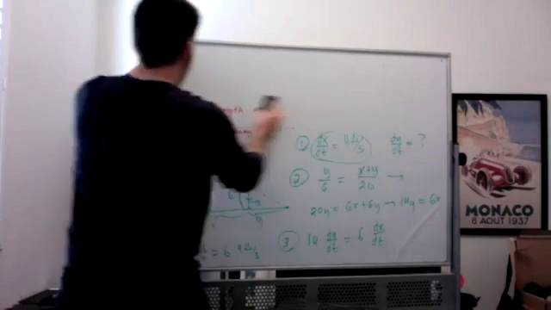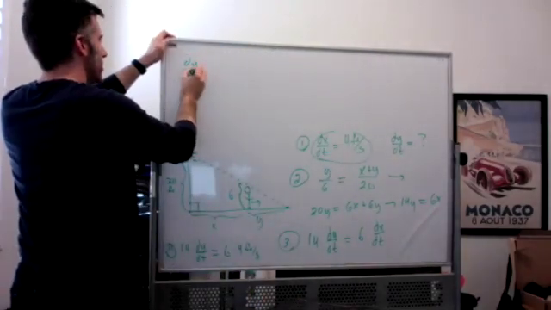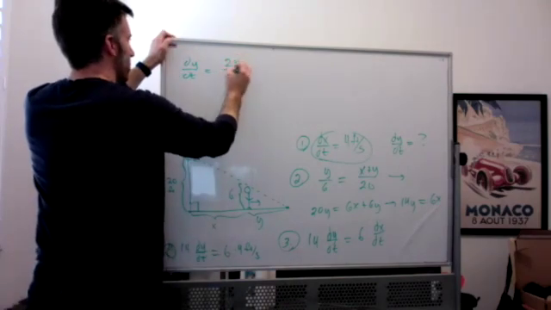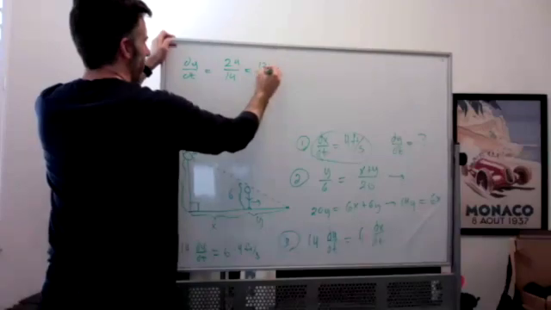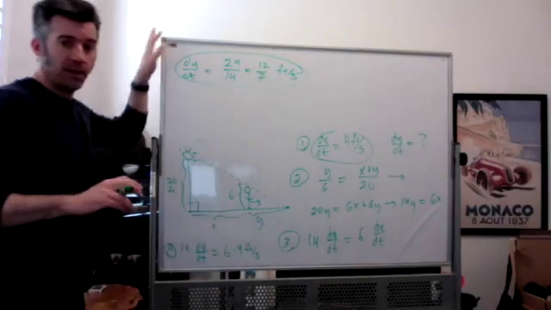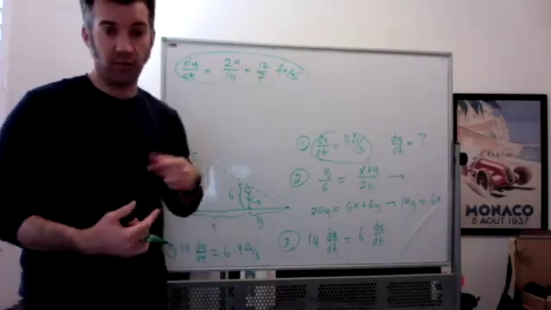So what we end up getting here is that dy dt is equal to 6 times 4 divided by 14, which reduces to 12 over 7 feet per second. So the length of the shadow is increasing at 12/7 of a foot per second.